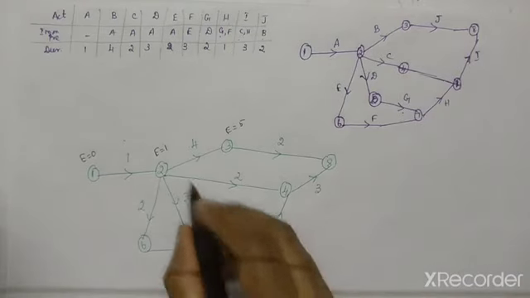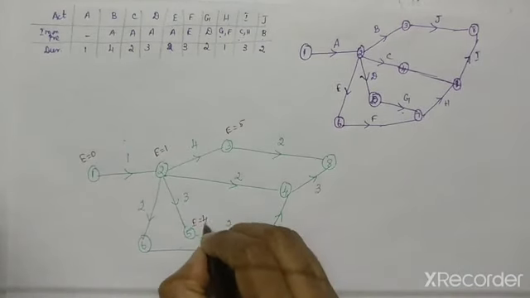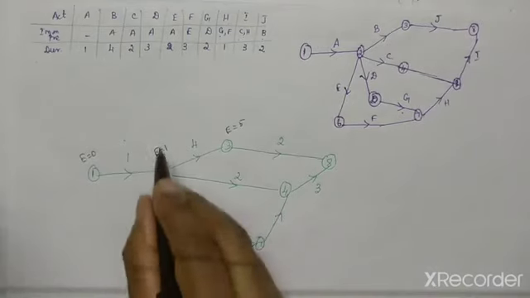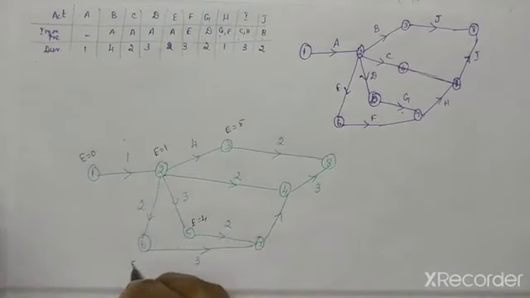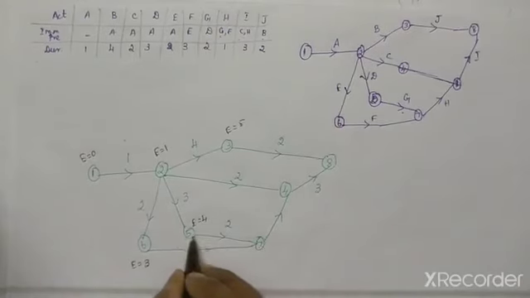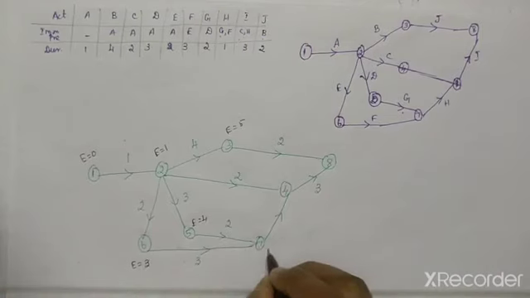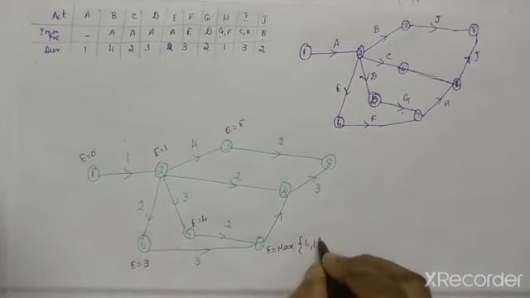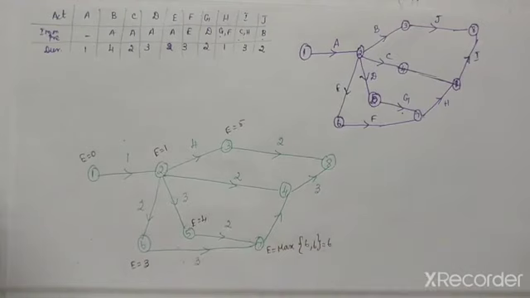So E value will be 1 plus 3, which is 4. For 6 there is only one incoming activity, so 1 plus 2 is 3. Now you have to come to this activity. For this activity the incoming activities are 2. So for this you have to write E is equal to maximum of 4 plus 2 is 6, 3 plus 3 is 6. So for this no problem, you have to write 6.